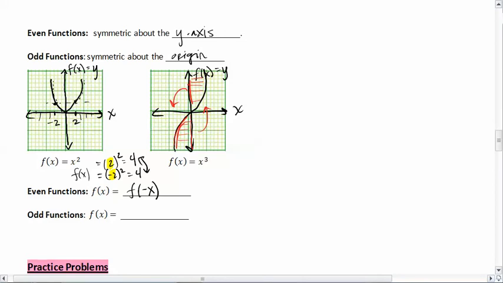So let's look at some values here. What if we had 2 again? So if we had f of 2 for x cubed, we get 8. If we looked at the negative side of that, we get f of negative 2 is equal to, seems obvious, it's going to be the same but on the negative end.